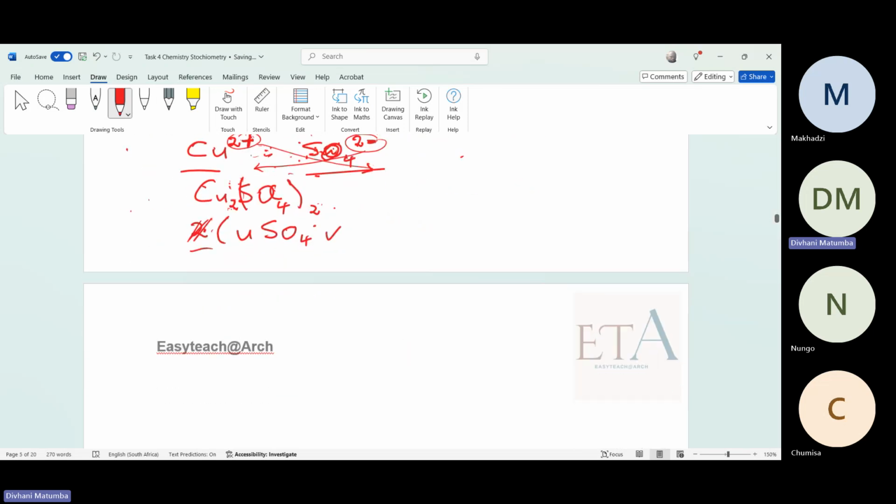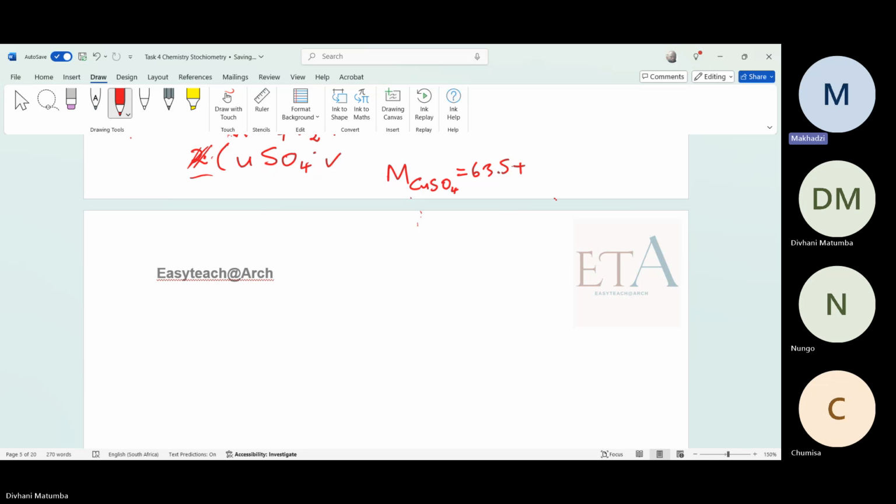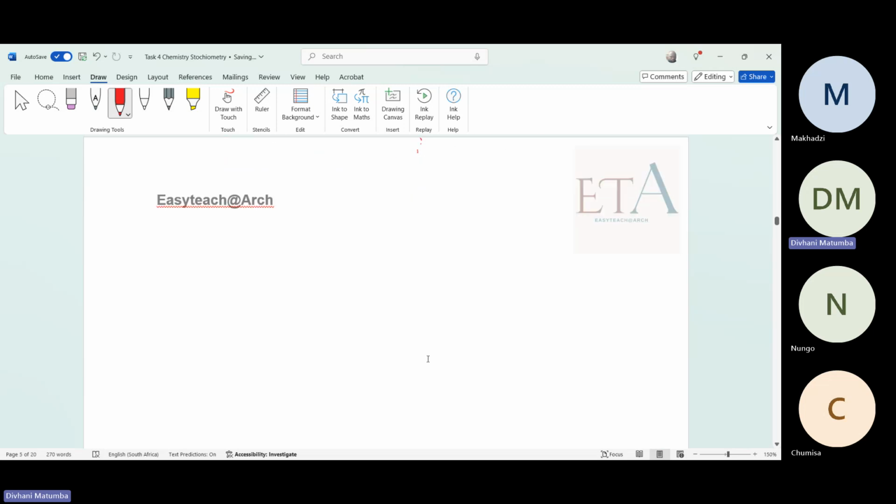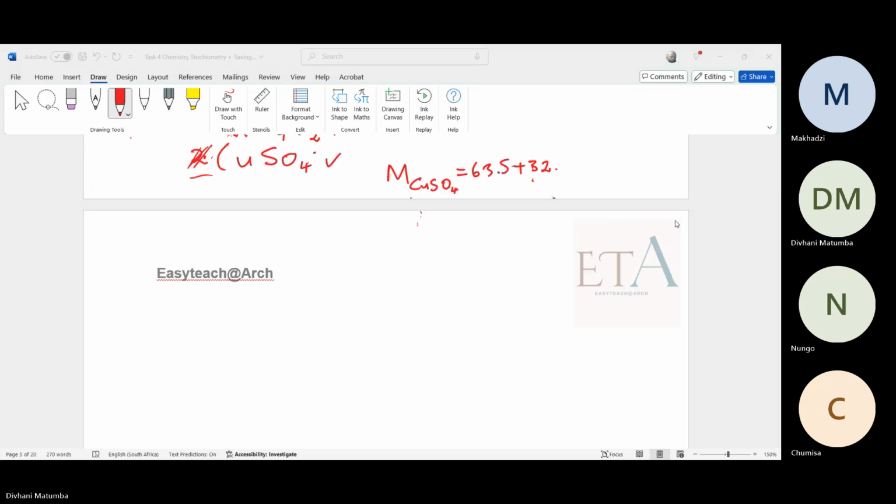Makazi, what is the molar mass of copper sulfate? Copper is 63.5, plus sulfur is 32. And then what else? Makazi? Plus what? I think you're going to add oxygen, plus 16.